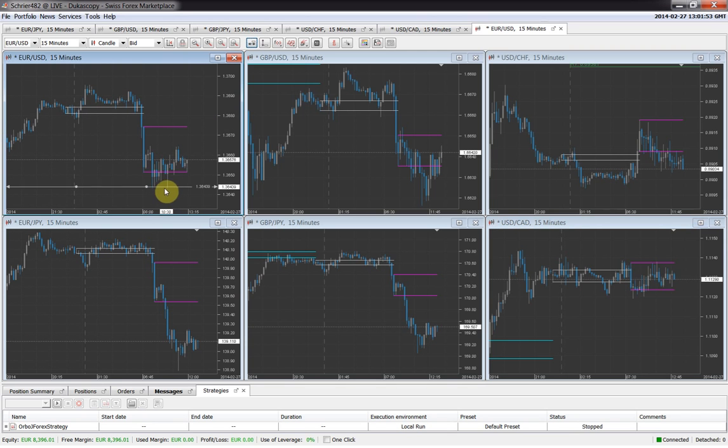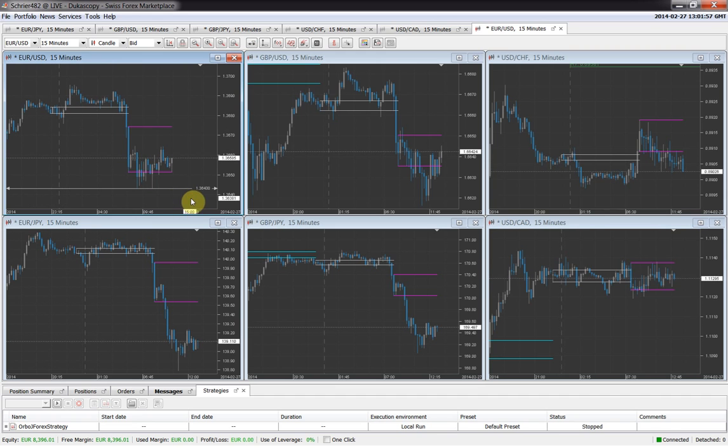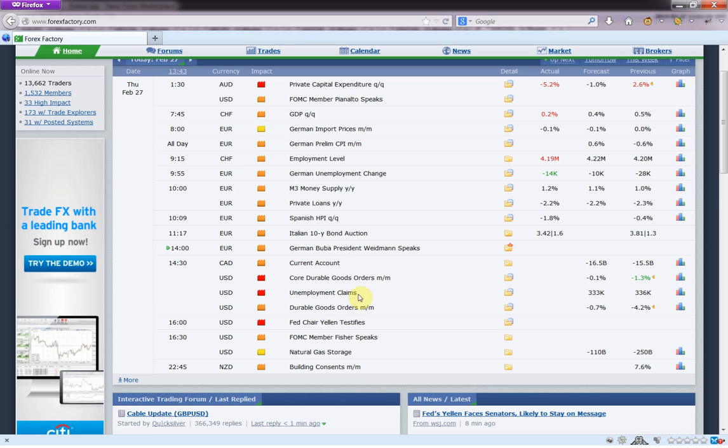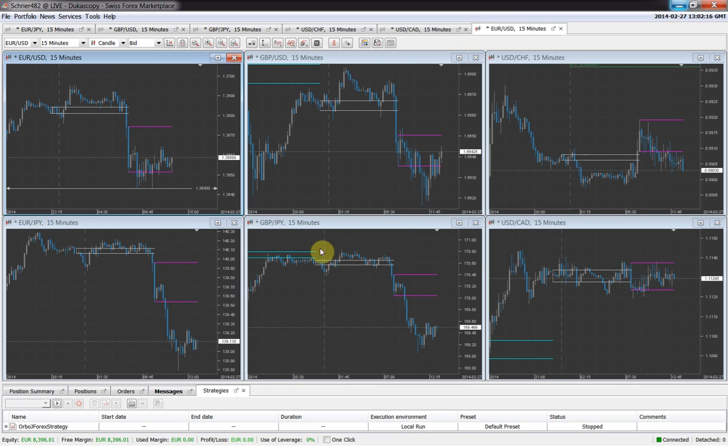Okay, we want to sell below this line. Keep in mind that there are news today of dollar unemployment claims. All right, unemployment claims in half an hour, so this can create some volatility on dollar pairs.